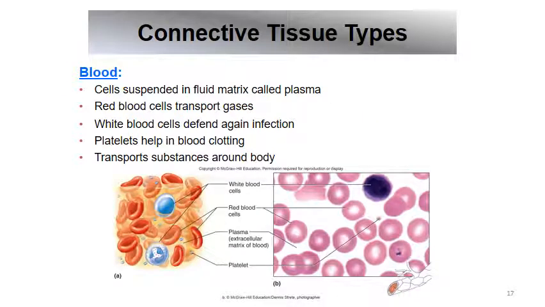Blood, a fluid type of connective tissue. So again, because it's connective tissue, it has the cells, but also a matrix. But this time, its matrix is the plasma. Know that plasma is the fluid. And so really just know that blood is a type of connective tissue and the plasma is the matrix.